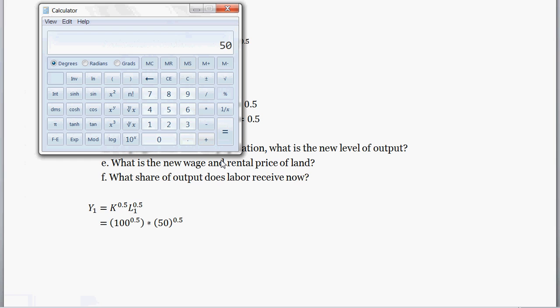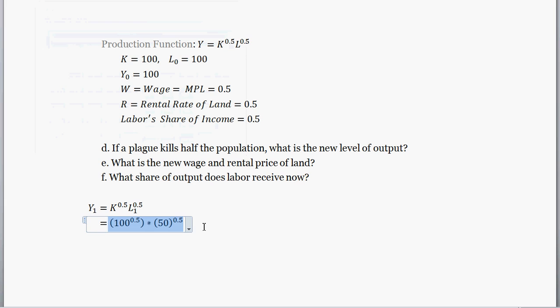So plugging this in, the square root of 50 is 7.071, and then times the square root of 100, so times 10. So this times 10 is 70.71. So our new output, y sub 1, is equal to 70.71. Very simple. Remember, output originally was 100. We've killed off half the population. The population is now 50.